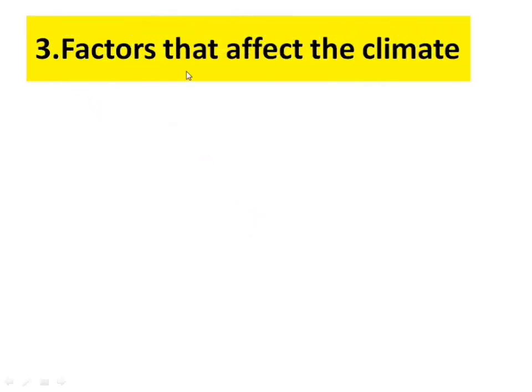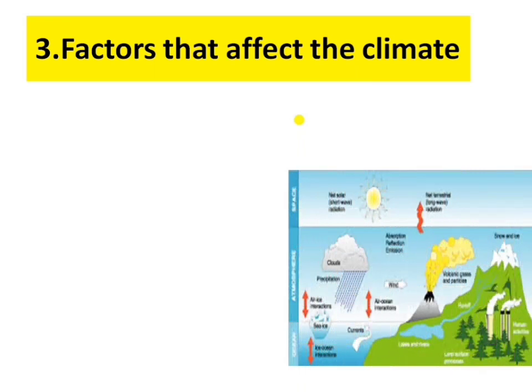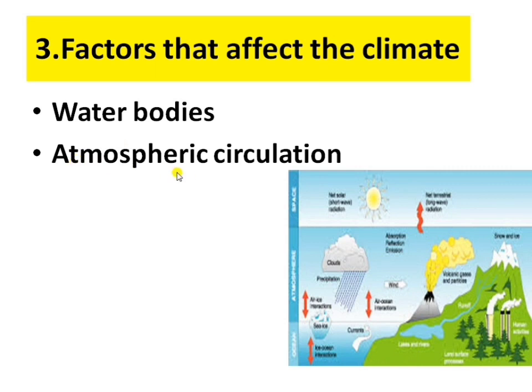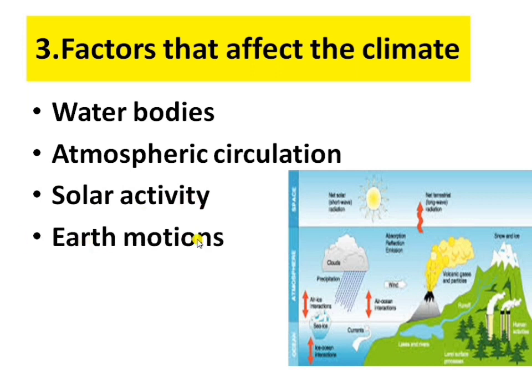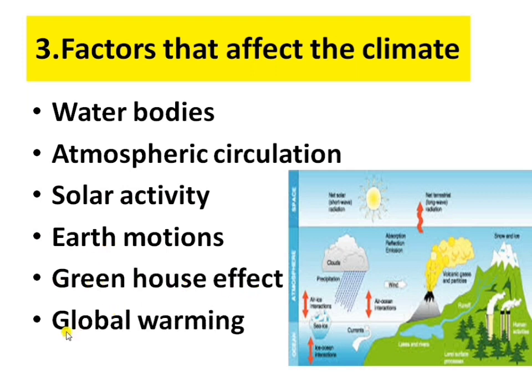Next, moving on to the third topic, that is factors that affect the climate. Now we are going to study the factors that affect the climate. The first factor is water bodies. Second is atmospheric circulation. Third is solar activity. Fourth is earth motions, then greenhouse effect and global warming. In water bodies, there is a large water body such as a lake, as you can see here in this picture.